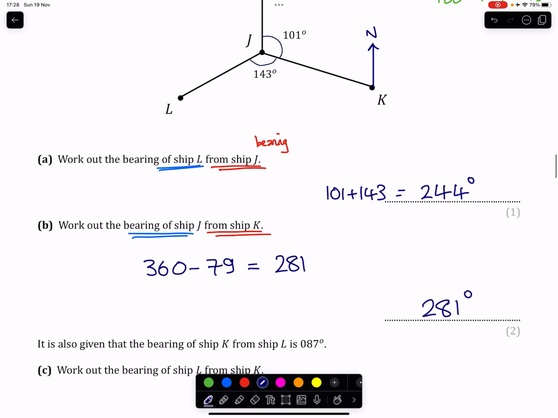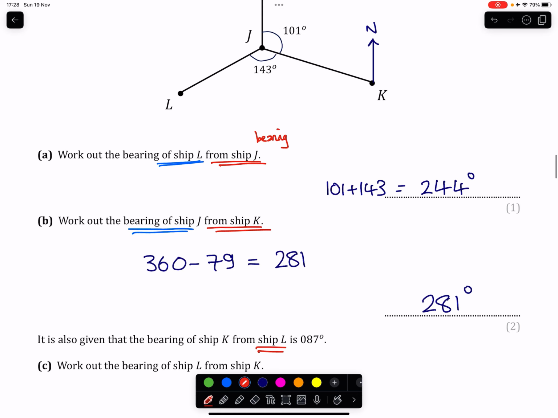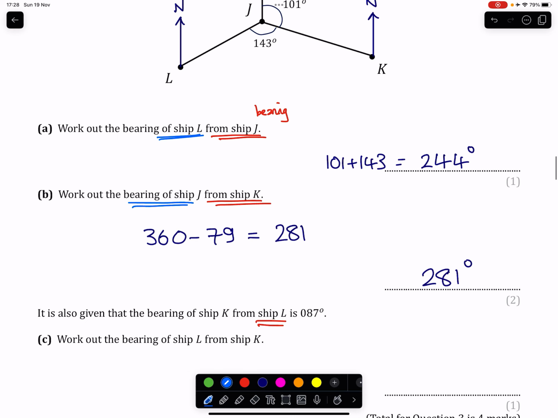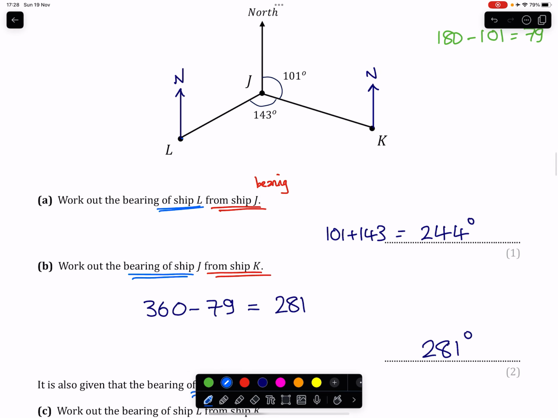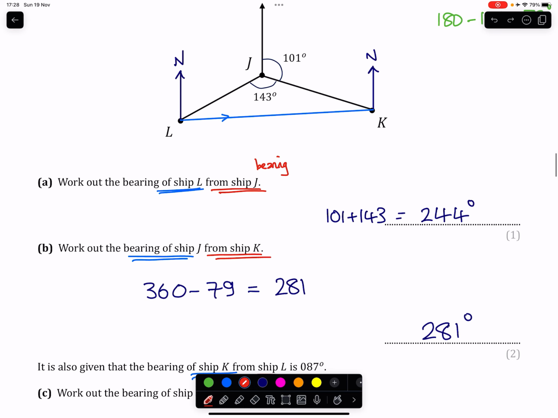Part C. It is also given that the bearing of ship K from ship L, so from ship L, the bearing is going to be here, so I can even draw a north line in just to show that. And we are going to ship K, so that is this line here in that direction. We're told that the bearing is 087 degrees, so this angle here, clockwise from north, all of that angle, not 0 point, is 087 degrees.